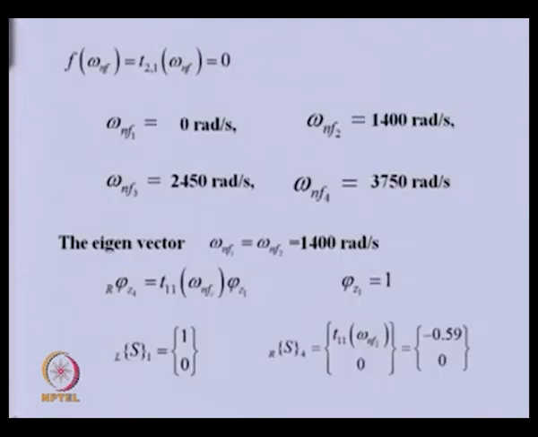Here we have summarized the natural frequencies obtained from the intercepts, and once we have obtained them we can again get the eigenvector. Let us say for one of the natural frequencies, 1400 radians per second, if we assume one of the angular displacements as unity, this equation will give us the angular displacement at the right of disk 1 using this relation.